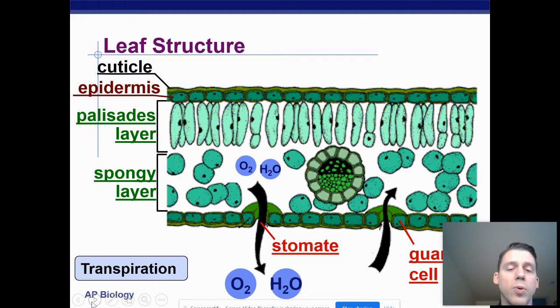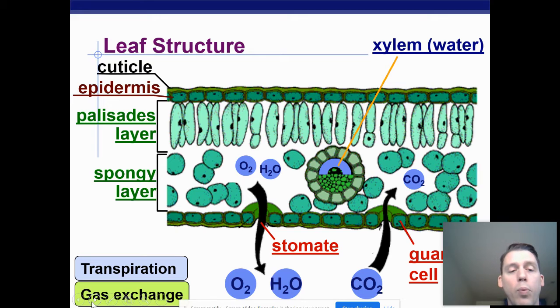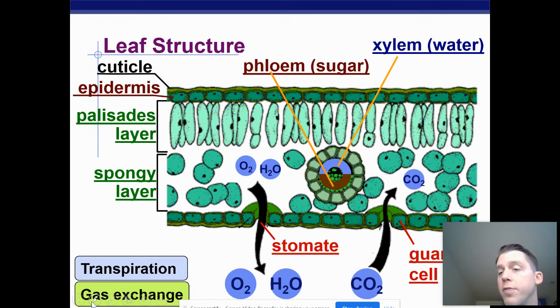It also allows oxygen to leave, which is generally a good thing because plants need to get rid of that waste product. And it also lets CO2 in. So we have gas exchange happening through the stomata. It's kind of like the lungs of the plant. Then we have xylem, which, remember, brings up water. We also have phloem, which is for the sugar produced during photosynthesis.